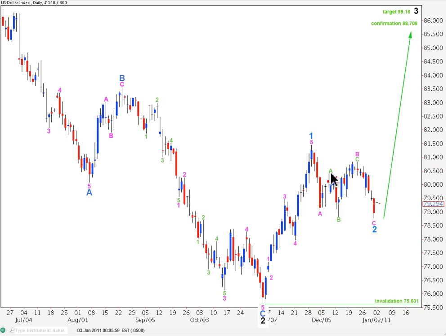We have an expanded flat here for B, and I'm much happier with the subdivisions of the waves within this upwards piece of movement here.